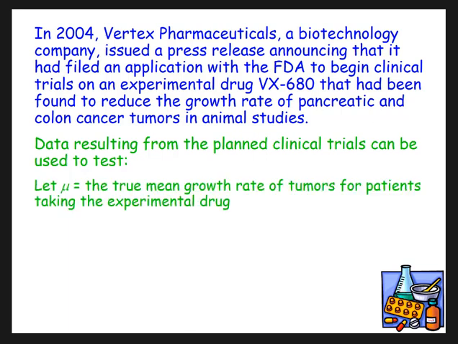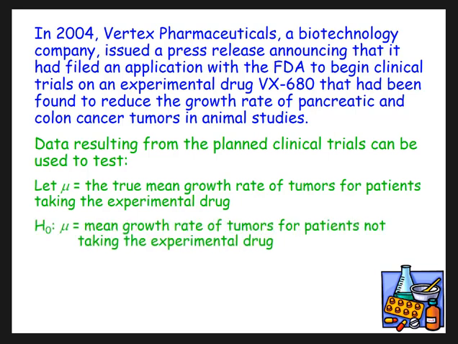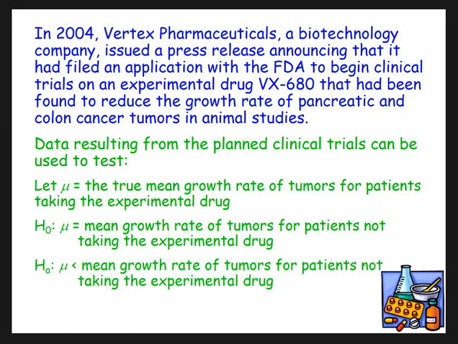Let mu equal the true mean growth rate for the tumors in the patients. So H0 means the mean growth rate of the tumors is the same as for patients who would not take the experimental drug. So we're making the assumption that that's the mean growth rate. We might have that from historical data, that would be the growth rate for patients not taking this current drug. And then the alternative would be that the growth rate is going to be less than that historical rate for patients not taking this drug.